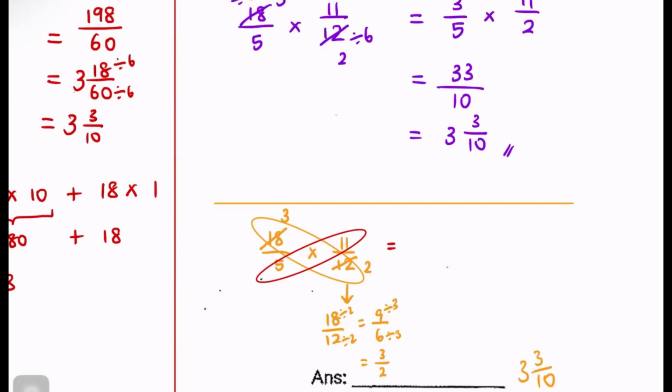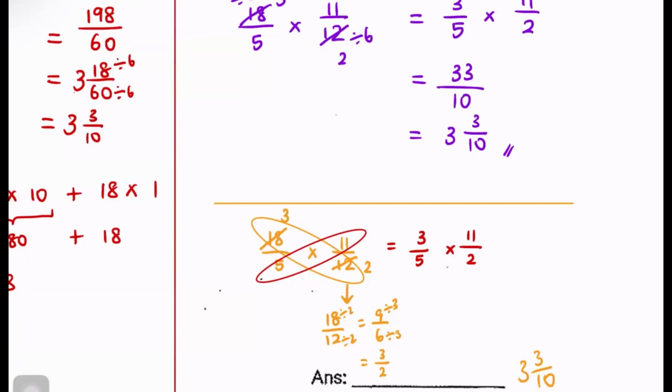Now Kira, look at it carefully. After we do the so-called cancelling, the first fraction, what does it become? What is the new numerator? At first it was 18. Now it becomes 3. Did the denominator change? No, so it is still 5. Then for the second fraction, did the numerator change? No, so it's still 11. But the denominator is not 12 anymore. What is it? Yes, it is 2. Is this easier now? 3 over 5 times 11 over 2.